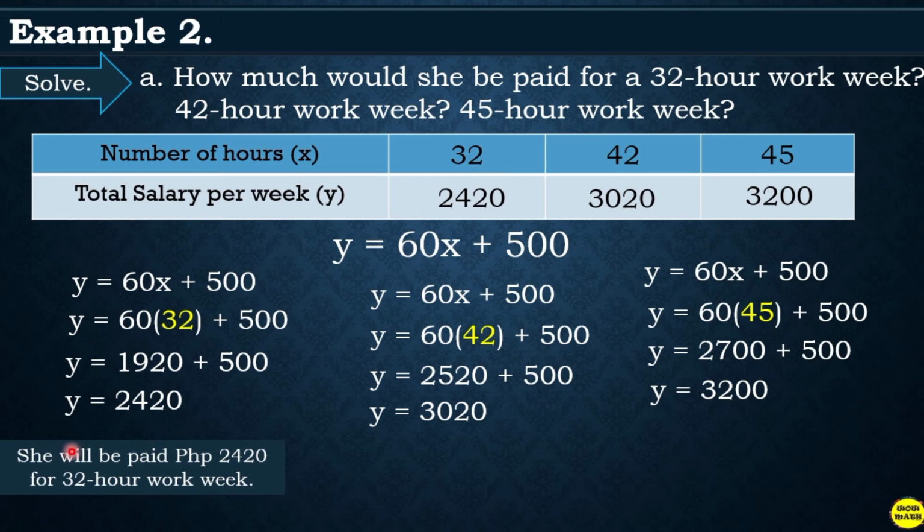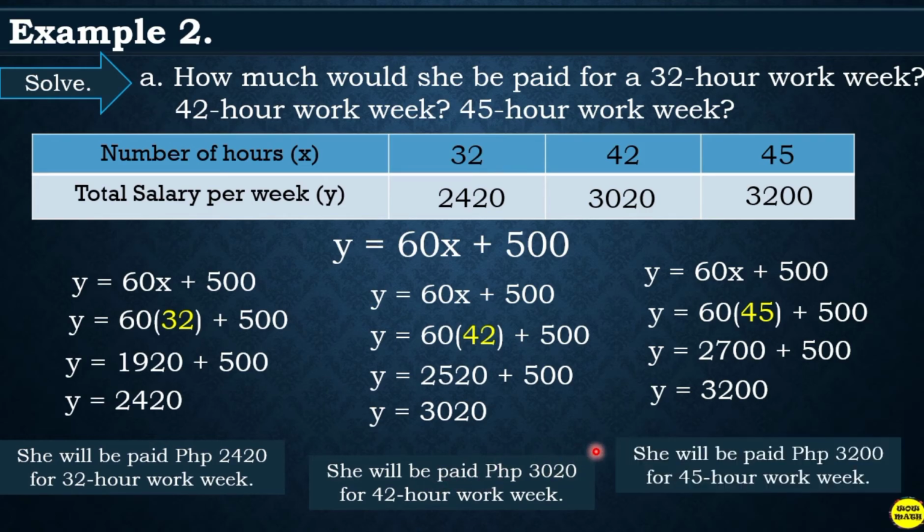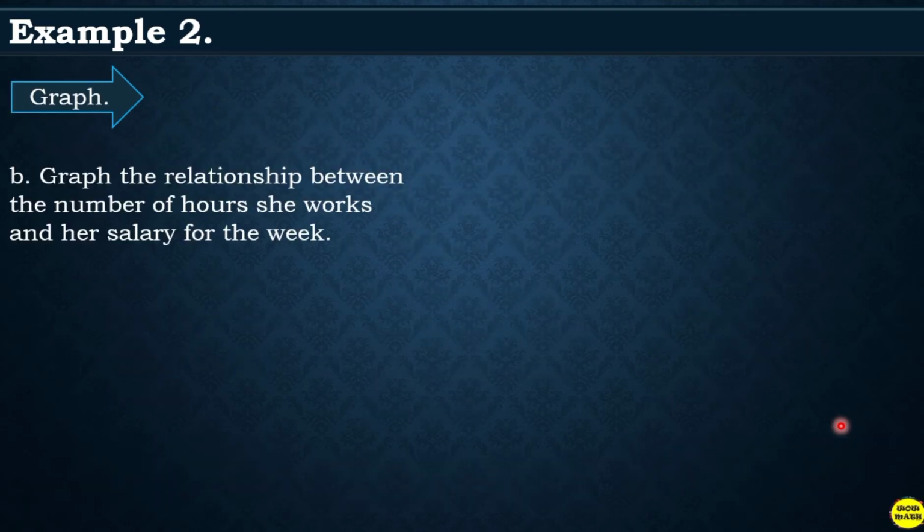Okay, now. So, therefore, Carla will be paid 2,420 pesos for 32-hour work week. And she will be paid 3,020 pesos for 42-hour work week, and she will be paid 3,200 pesos for 45-hour work week. Okay, let's have letter B.